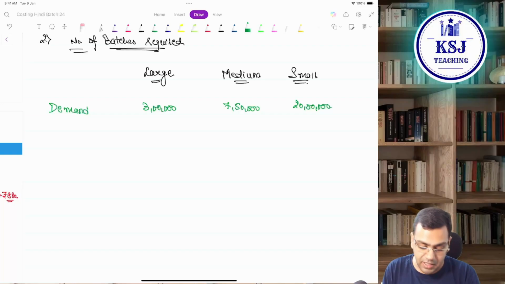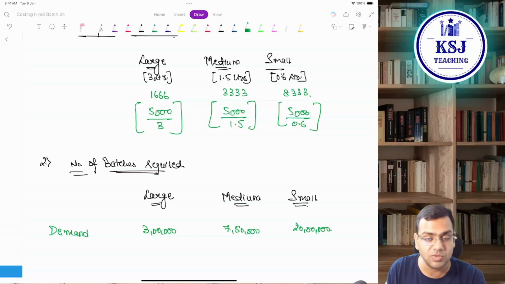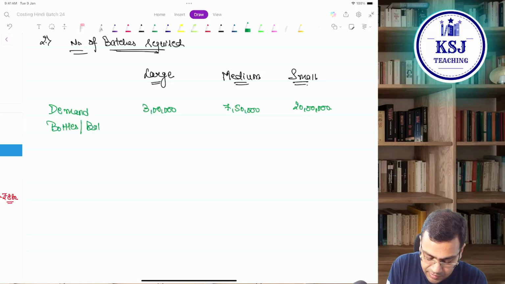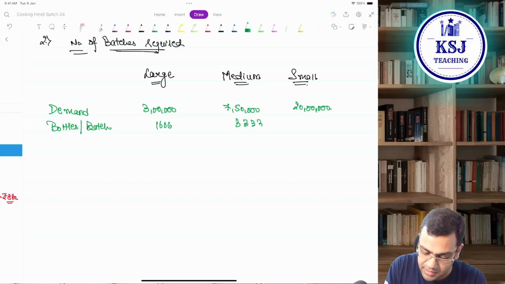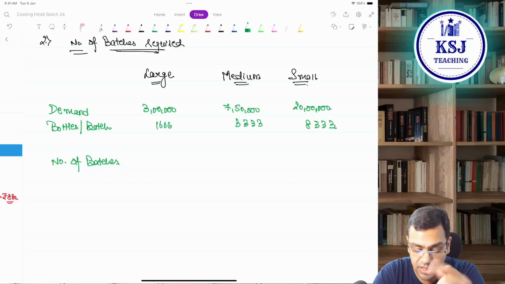Now we have calculated how many bottles you can manufacture in one batch. Bottles per batch come to 1,666, 3,333 and 8,333. So from here we can calculate the number of batches. With 1666 bottles in one batch, if you need 3 lakh bottles, how many batches will be required?